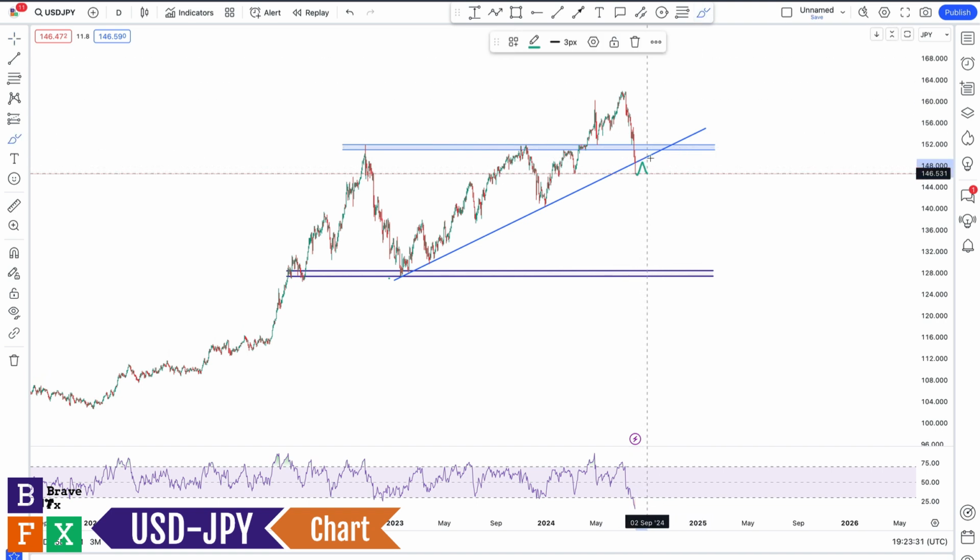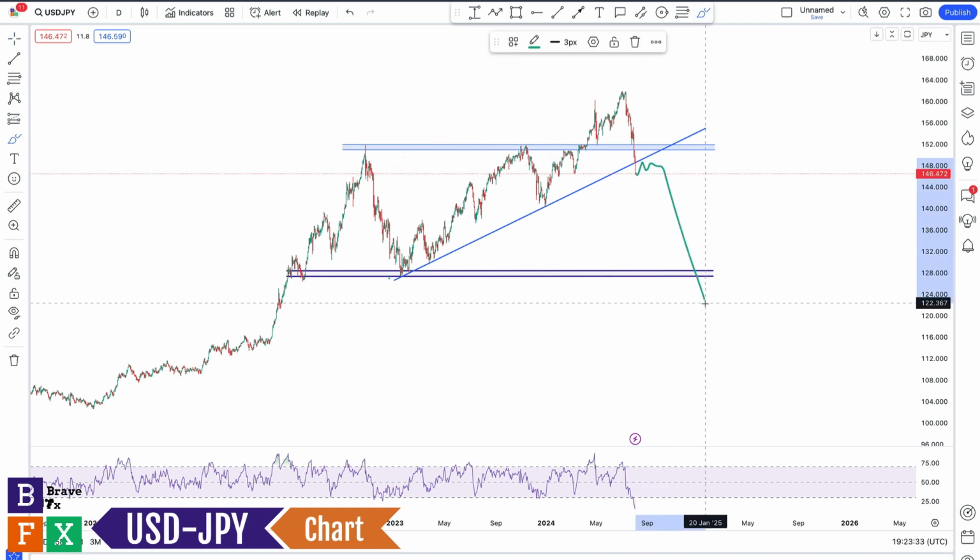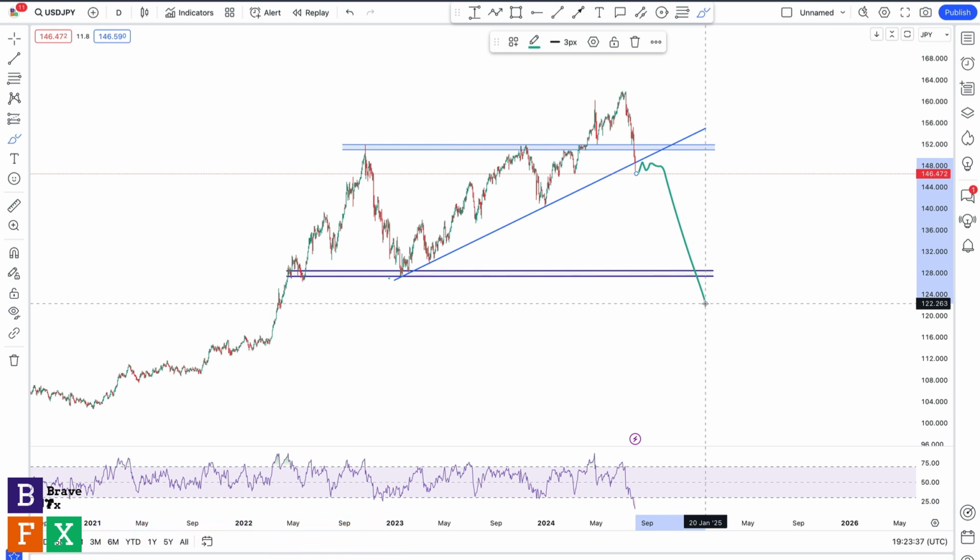Some sort of consolidation followed by a bearish breakout to go short. One of the reasons why the JPY seems strong right now is because the Bank of Japan just increased their interest rate from 0 to 0.25. This is the first time there's been an increase in interest rate for over 30 years in Japan.